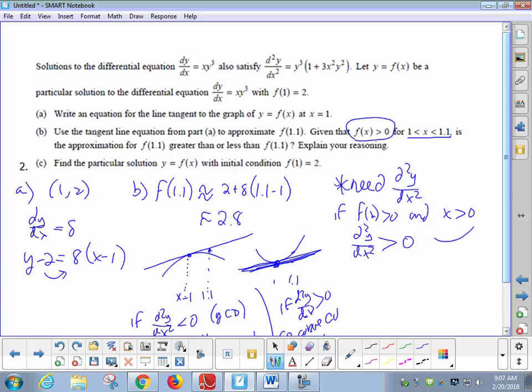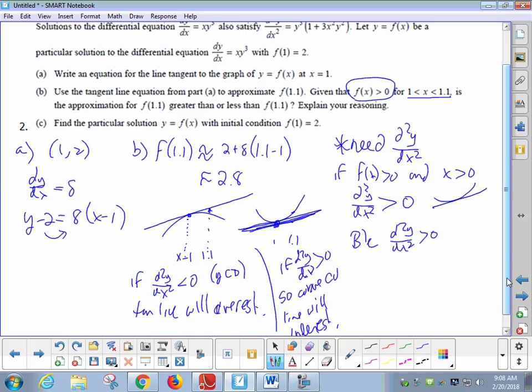Now, this is not justification for them. This is for my purposes. To me, that means the curve is concave up. And so I would conclude that my estimate by the tangent line is an underestimate. Something like, because the second derivative is positive, the estimate is less than the true value.